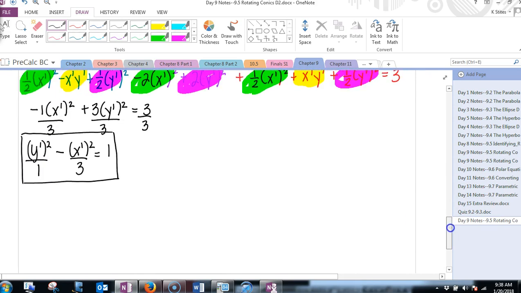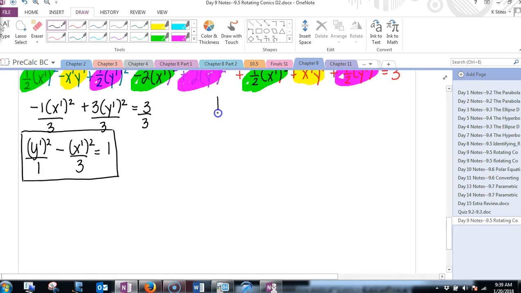Okay, now we get to graph. Your rotation angle was 45 degrees, which I have an easier time drawing.